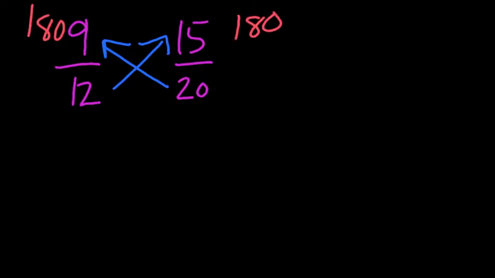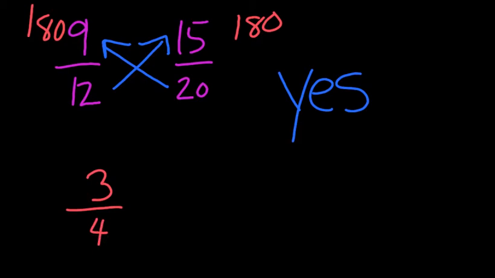Okay, when you multiply 12 times 15, you get 180. When you multiply 20 times 9, you also get 180. So these two ratios are proportional. So the answer is yes. Because remember, these directions say determine whether the ratios are proportional. Let's do another one.